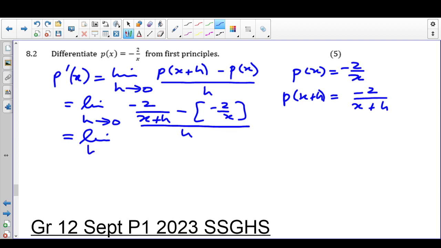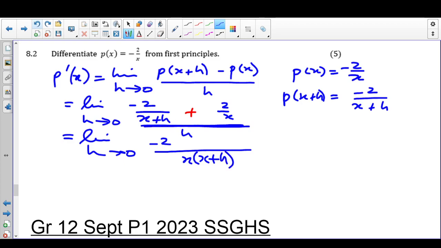So you got the limit as h approaches 0. Negative times negative, of course, is a positive there. So it's negative 2, it's going to give you a positive. Alright, so what's my LCM here? It's going to be x into x plus h. And this is divided by h over 1. So we got 2 into x plus 2 into x plus h.